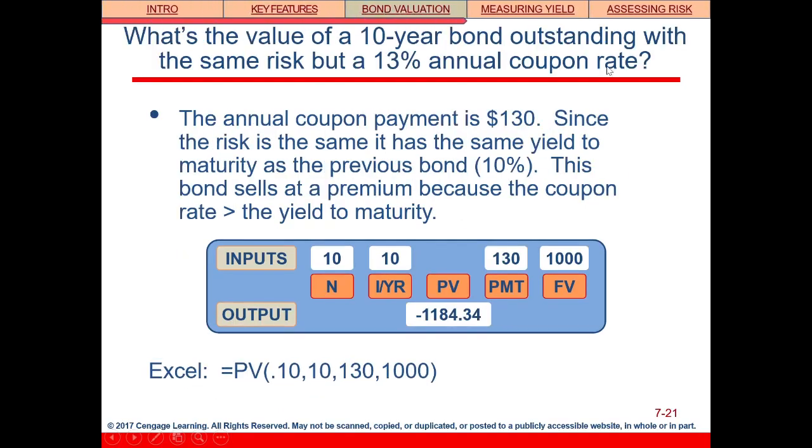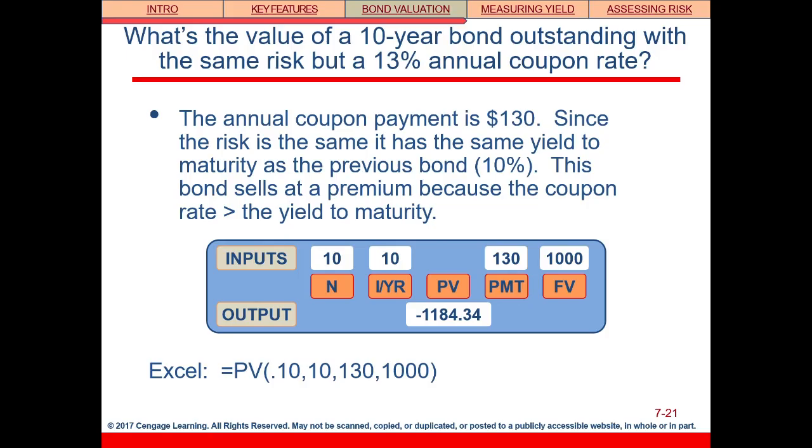Okay, so let's change the question a little bit. Here it says, what's the value of a 10-year bond outstanding with the same risk but a 13% annual coupon rate? So this question is very similar. It's also asking for the calculation of the present value, the fair price, right? The value of the bond. And the same maturity, N equal to 10, and the same risk, which means everything else is the same. The required rate of return is the same, right?